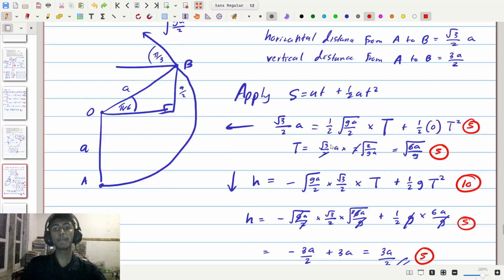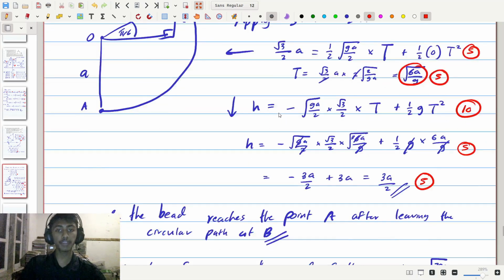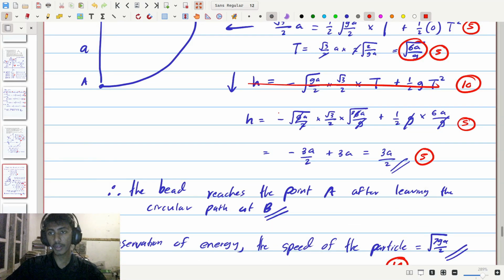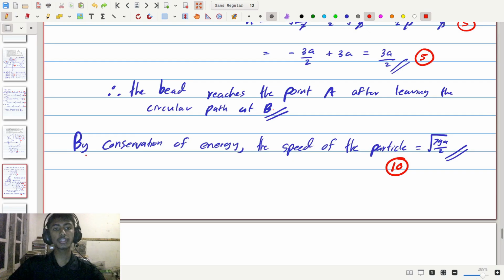And then applying s equals ut plus half at squared when you do in the horizontal direction, writing down the equation with all the substitution gets you 5 marks, simplifying to t equals root 6a over g gets you 5 marks, and then in the vertical direction, when you substitute all of the values, you get 10 marks, and then simplifying down with the substituted t gets you another 5 marks, and getting the final answer of height equals 3a over 2 gets you another 5 marks. Now finally, for this single sentence that we have here, where you say by conservation of energy, the speed of the particle is equal to root 7ga over 2, you get 10 marks.